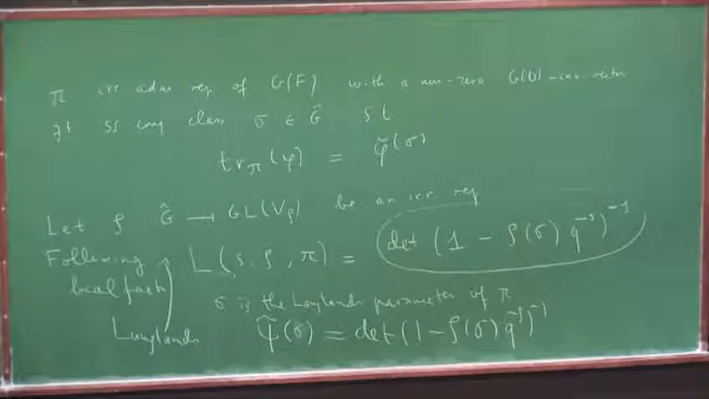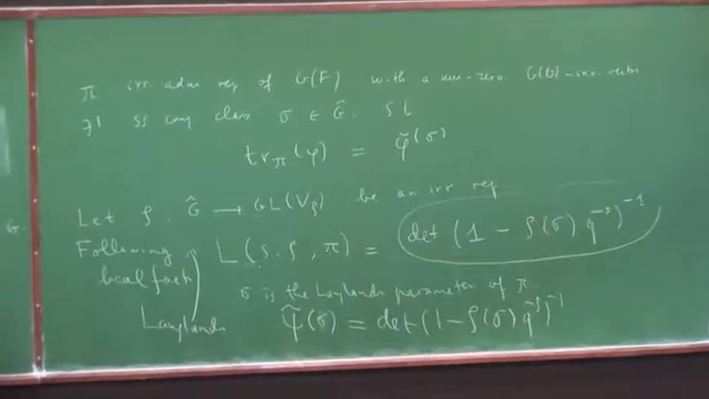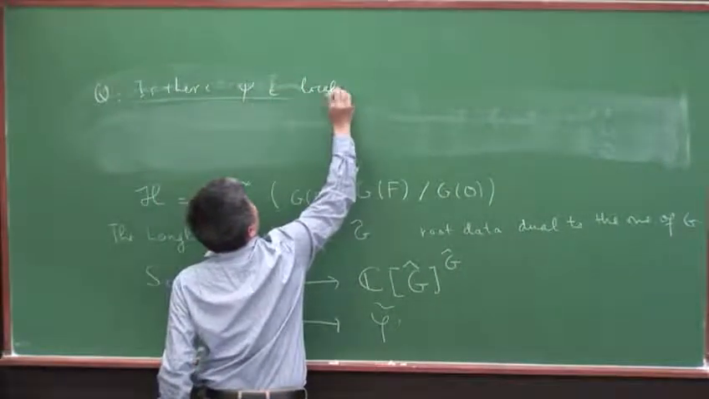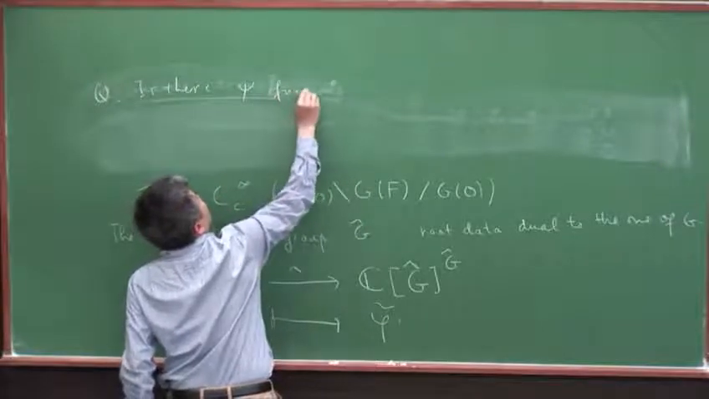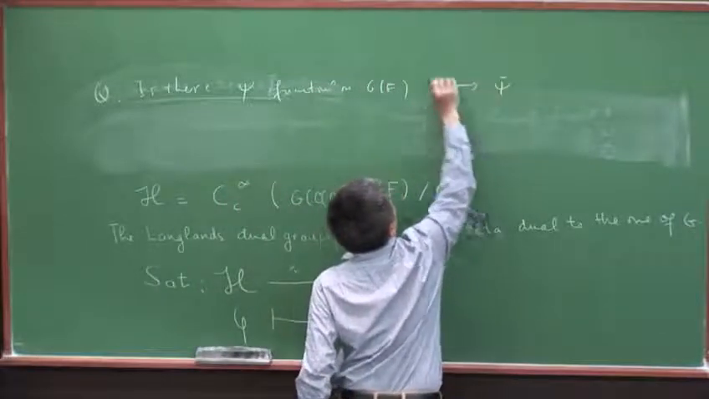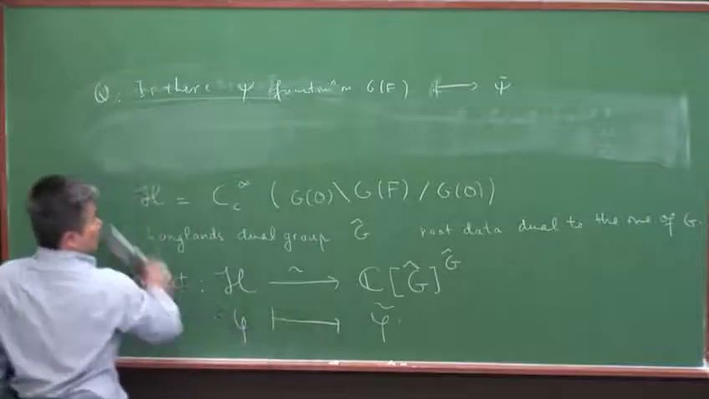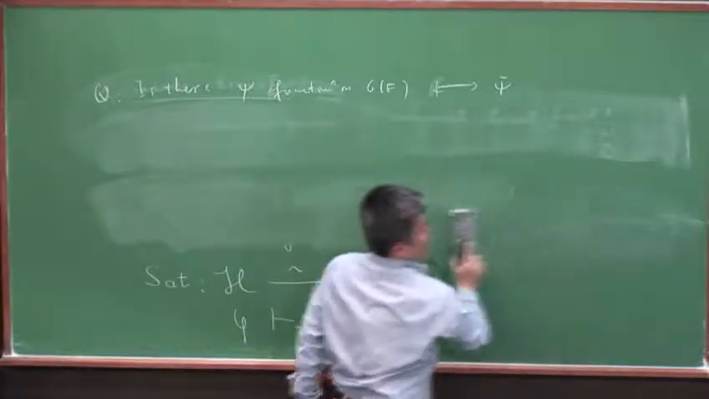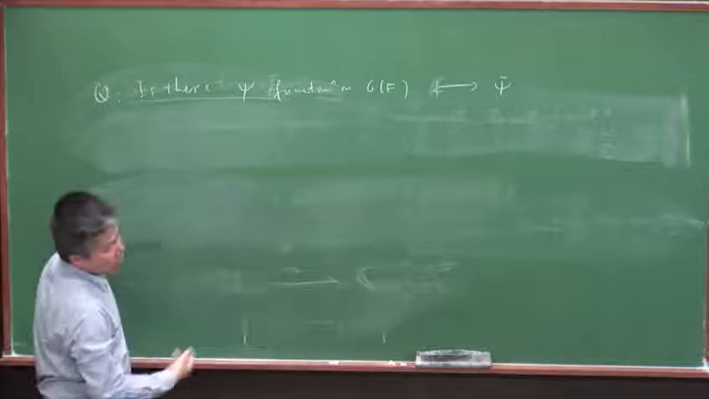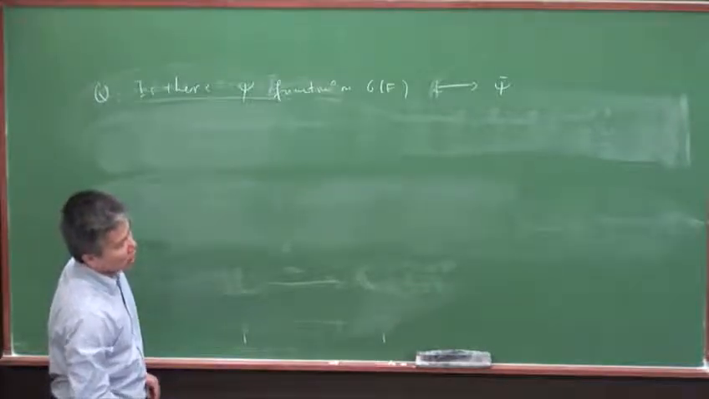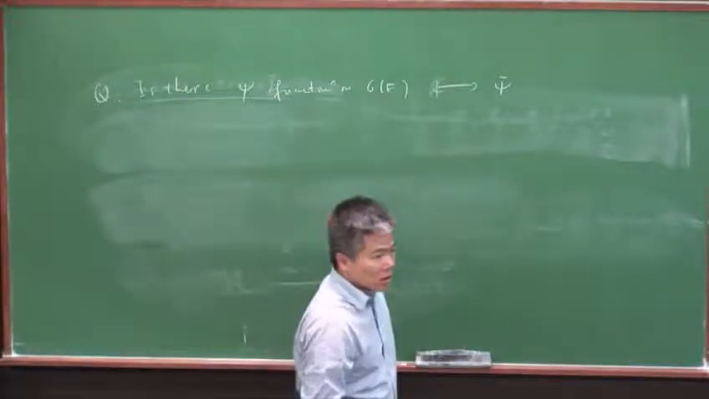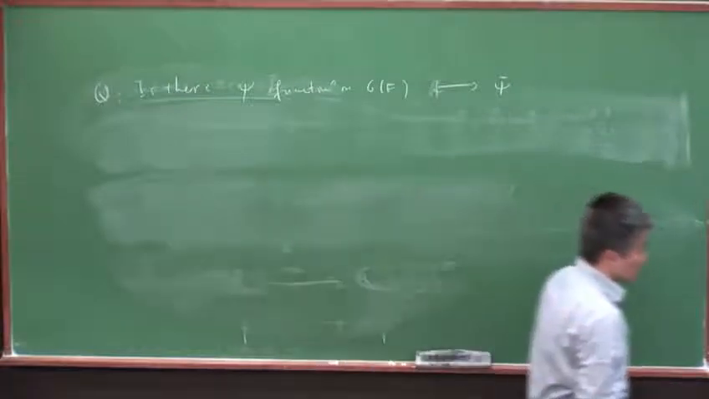So the first question: is there a psi, living in some localization or some space of functions on G(F), that maps to this psi tilde? It seems to be a reasonable question to ask, mainly with the view that I'm going to talk about later, that we would like to define some operators so that the trace on some automorphic representations is the L function.